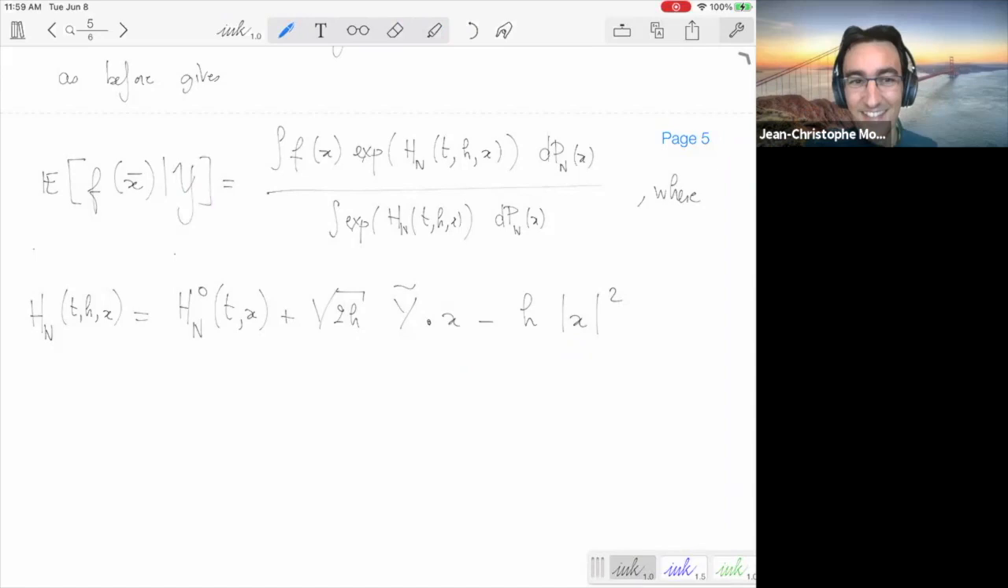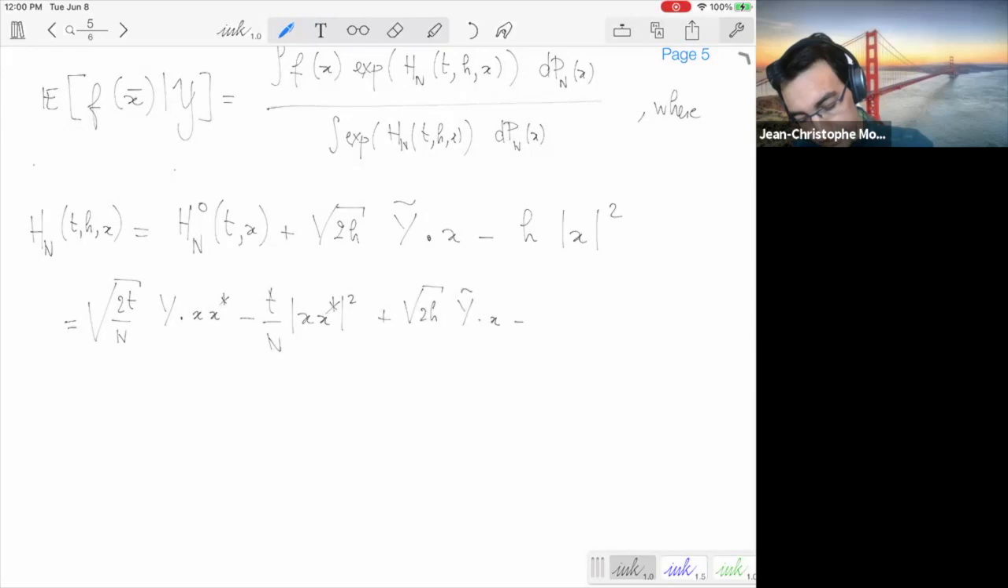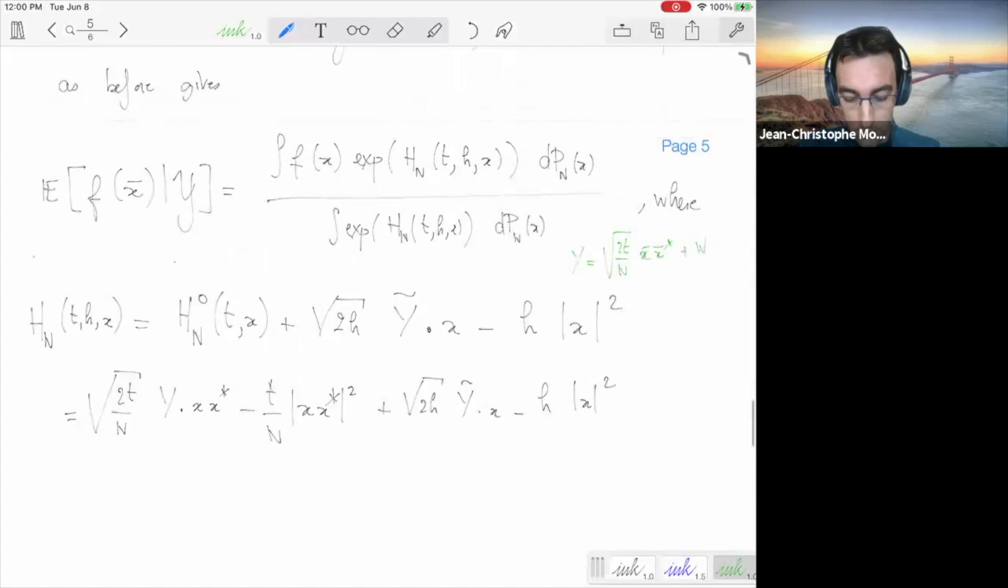And so maybe it's useful that we write this explicitly. Okay, as a first step, I'm going to rewrite what is HN zero. It was like square root of 2t over n y dot xx transpose minus t over n xx transpose squared plus the same guys. And now recall that y is square root of 2t over n x bar x bar transpose plus w. And y tilde has also the expression that was just above, right? It's just here on top.